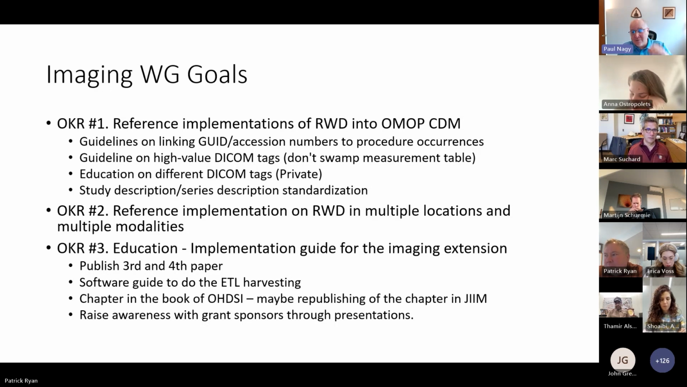We've submitted our 3rd paper already. Our first paper was on the structure of imaging extension, and our 3rd paper is on the semantics of the vocabulary needed to be able to incorporate this into the OMOP data model. And our 4th paper is how we're using this to replicate research within the ADNI data network. And then we really would like to put together a software guide for how to do ETL harvesting of DICOM data, and also hopefully contribute to the Book of Odyssey and raise awareness.